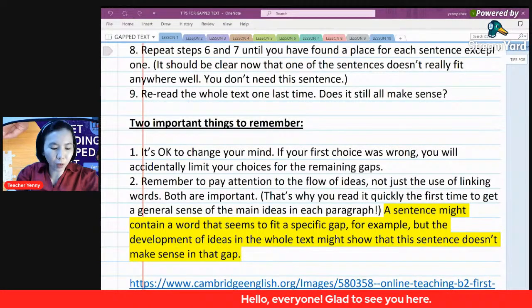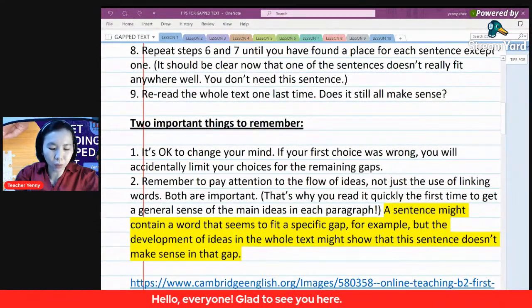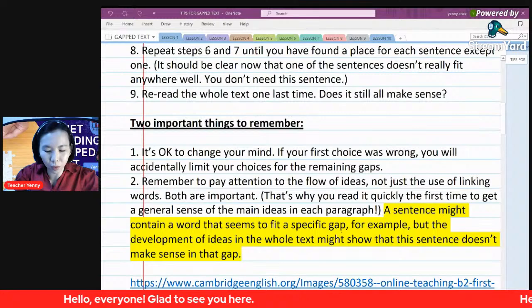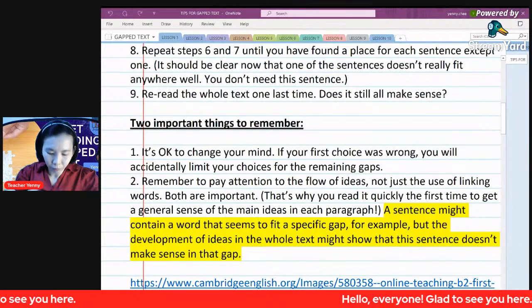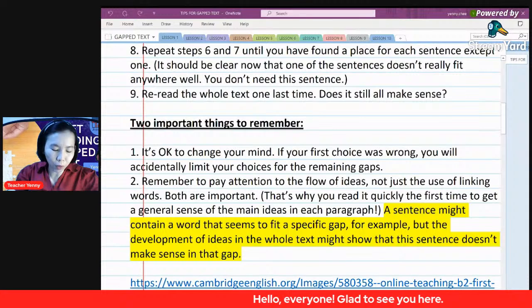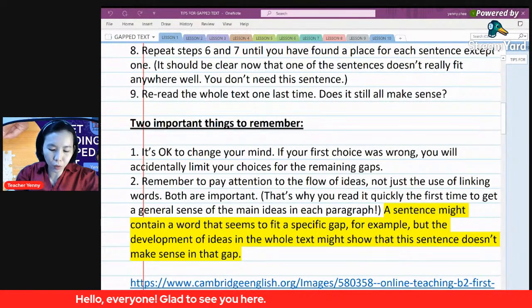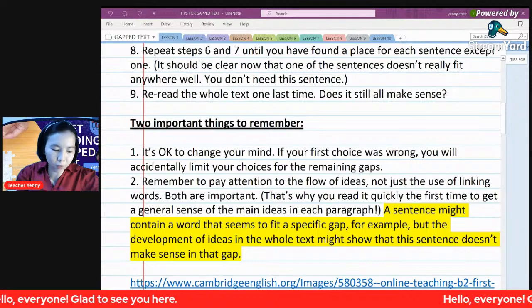A sentence might contain a word that seems to fit a specific gap. So this is very important. That is why I highlighted. For example, the development of ideas in a whole text might show that this sentence doesn't make sense.